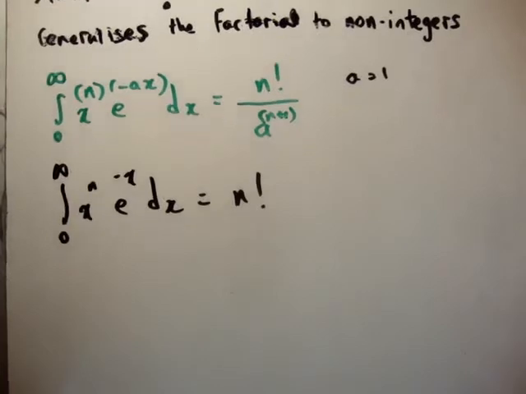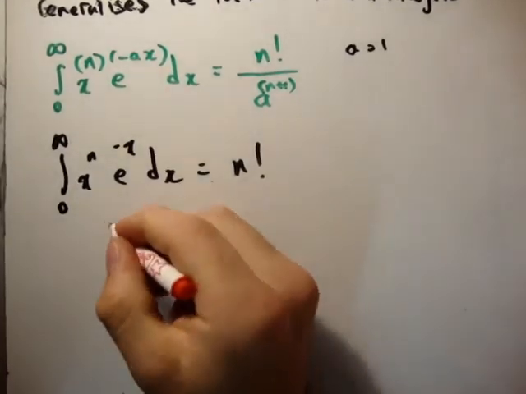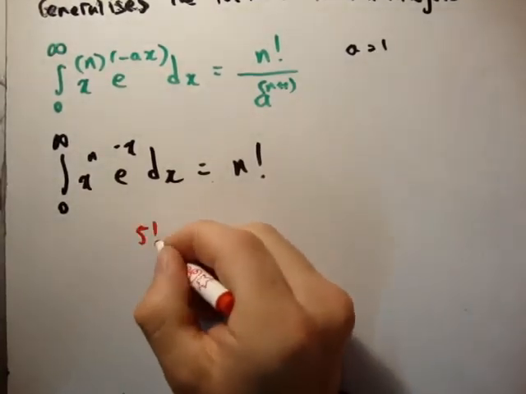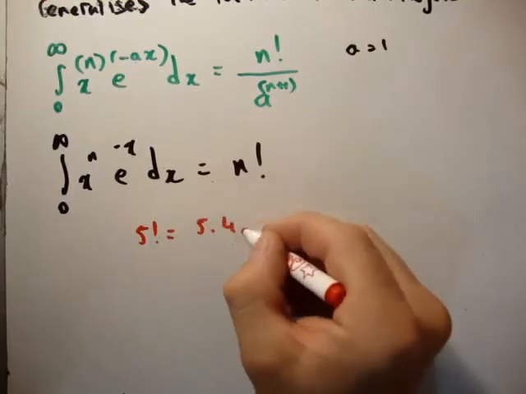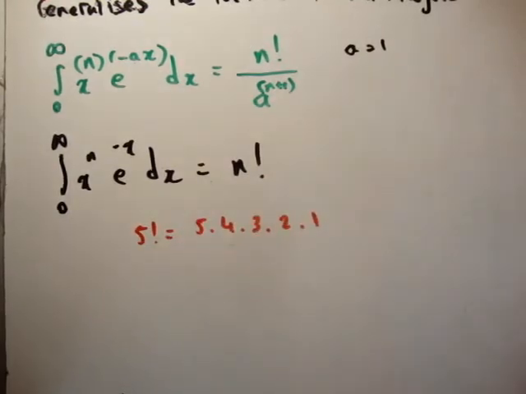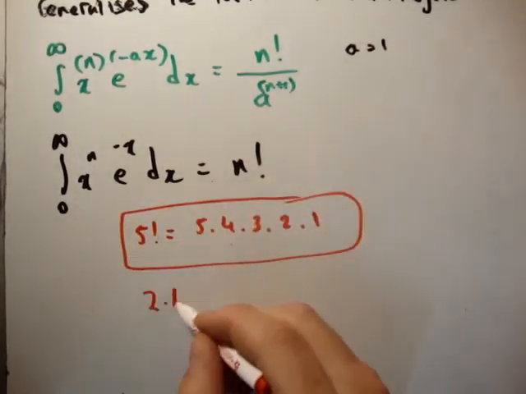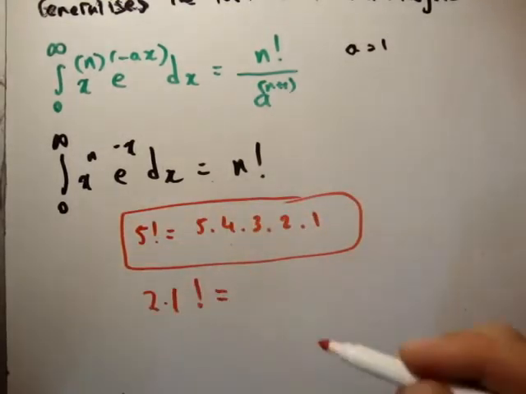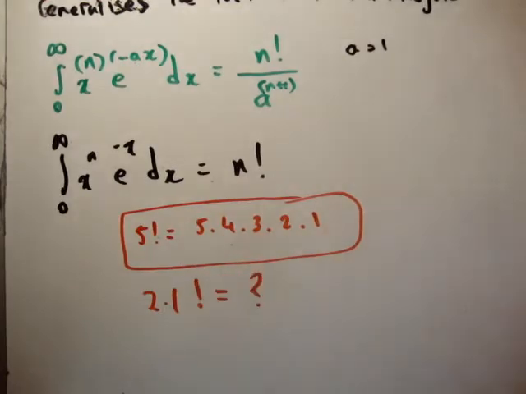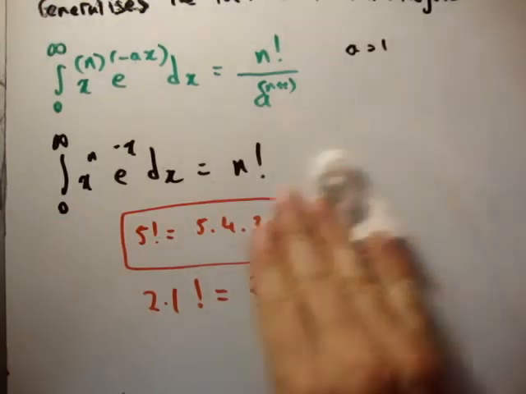You might wonder, why is this important? Well, think about what n factorial means. Let's say 5 factorial. It means 5, 4, 3, 2, 1. In other words, all of these are integers. What if I asked you to get this? Well, you can't do it in the conventional factorial. However, of course, you can plug it into an integral and get the answer. So that's why it's important.